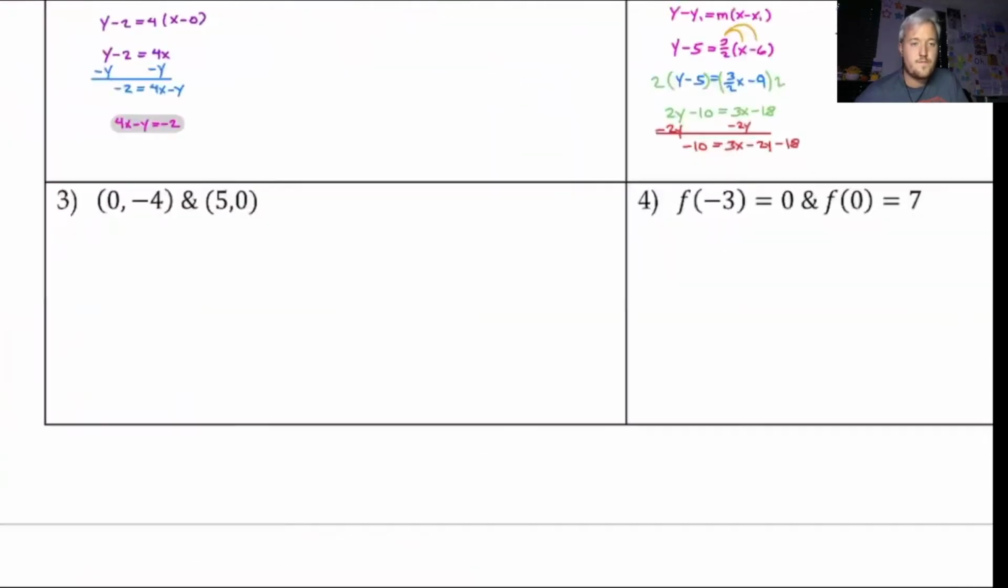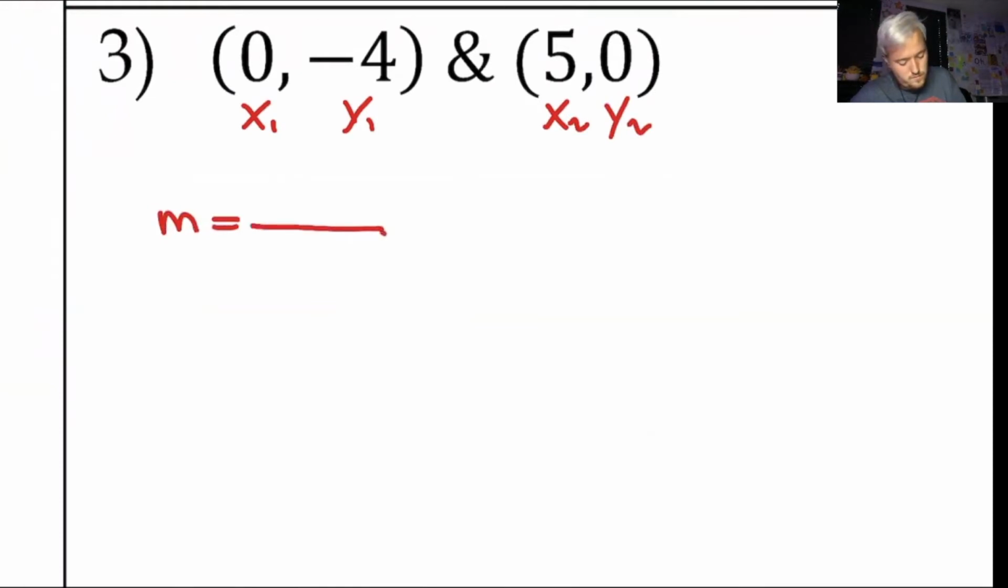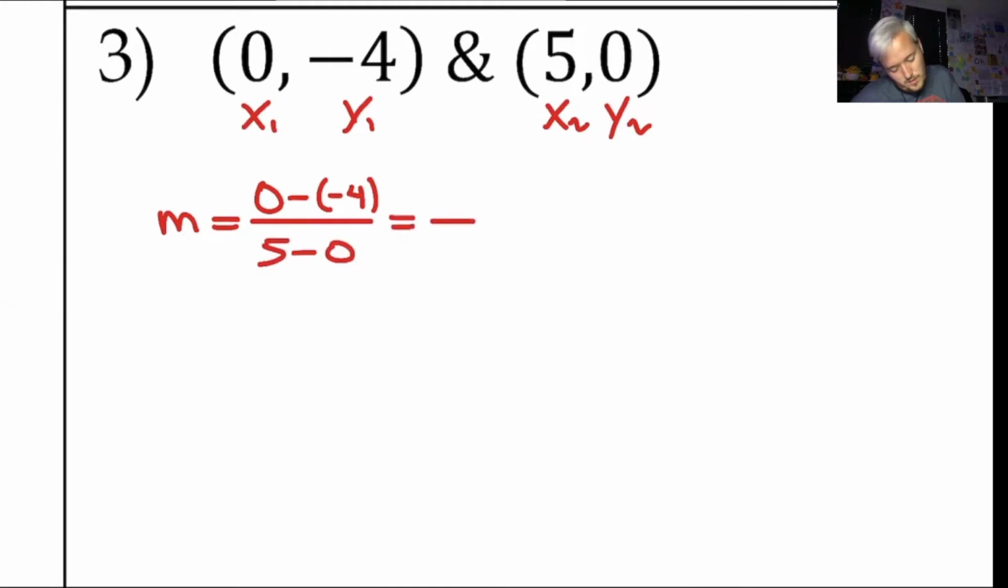All right. Number 3. So I'm going to find the slope first. So I'm just going to start off with my values. So 0 minus negative 4, and then 5 minus 0. So this is going to be positive 4 over positive 5.